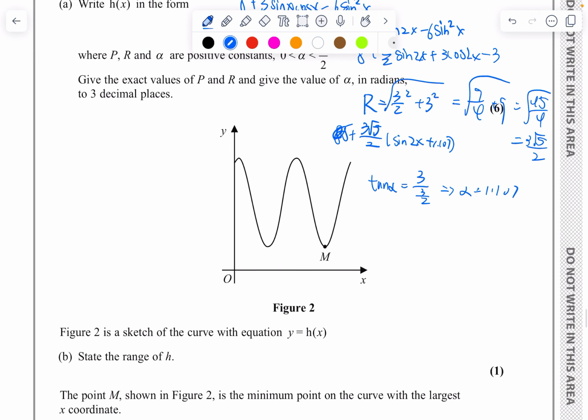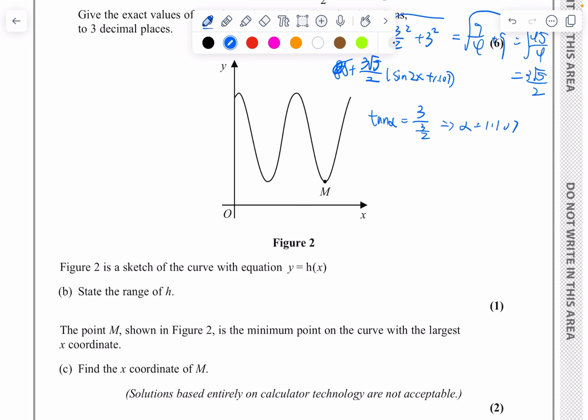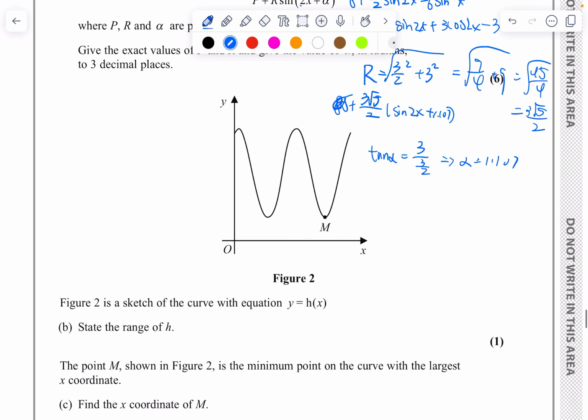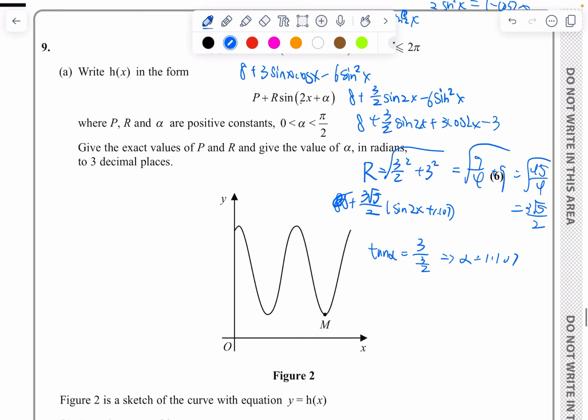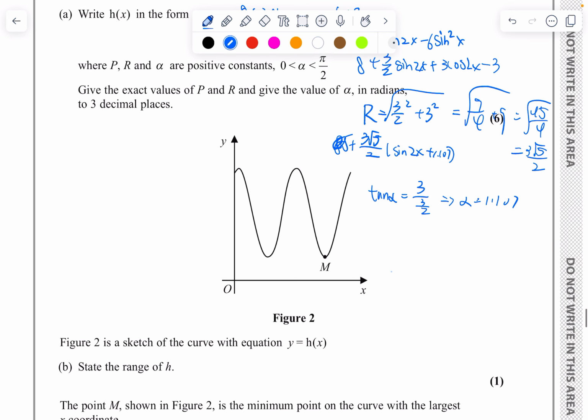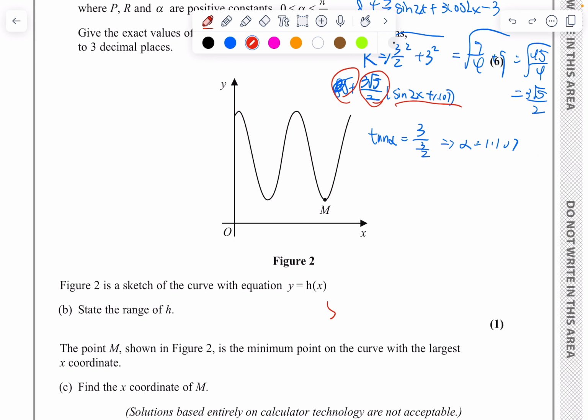Next. Figure 2 is a sketch of the curve of equations. State the range. The range means the maximum value and the lowest value, right? So we know that it would only depend on these two numbers, because sine is from -1 to 1, so that means the range is actually very simply this, and then this.